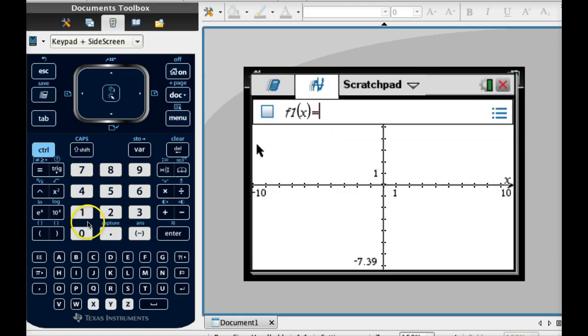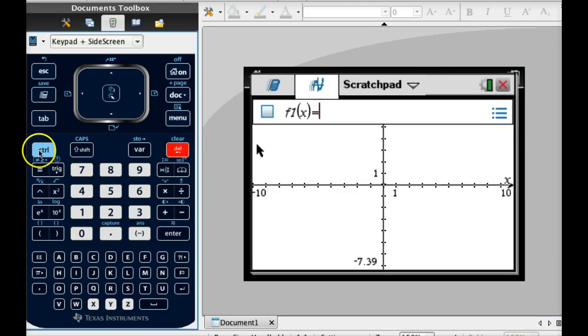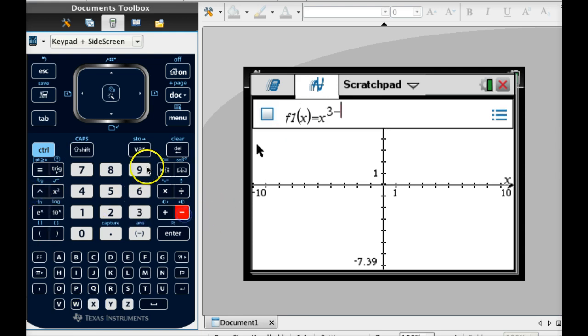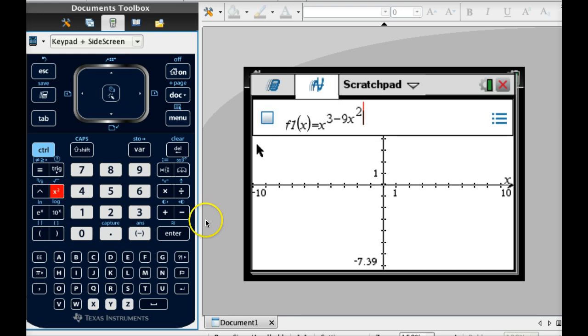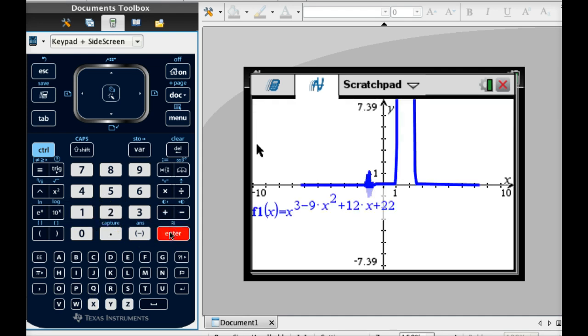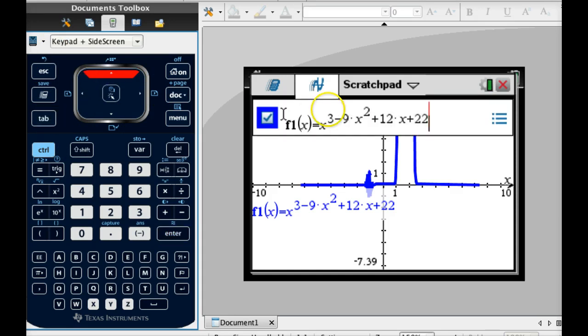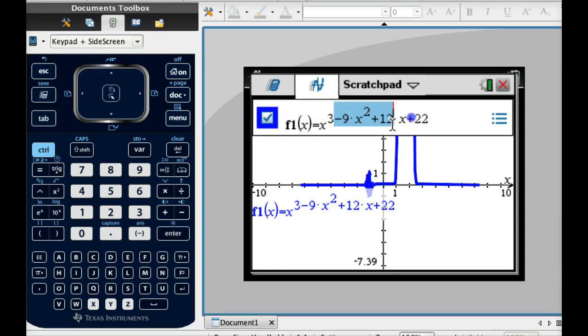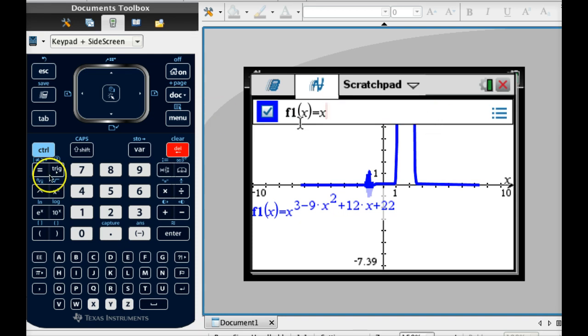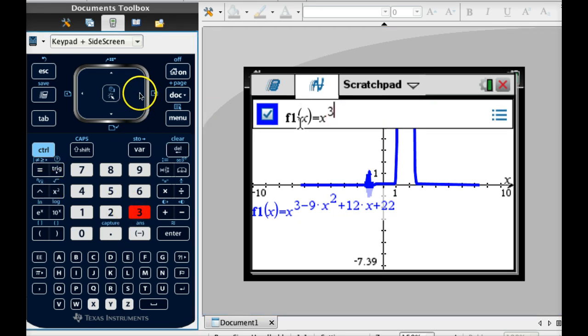I want to enter x to the third minus 9x squared plus 12x plus 22. Hit enter. Whoa, I made a mistake. Hit tab. I forgot to come out after I did this. So when I do x to the third, that's a simple mistake. I need to come out of that so that my 9x is at the base.